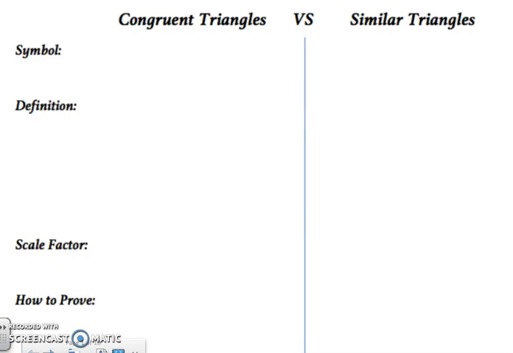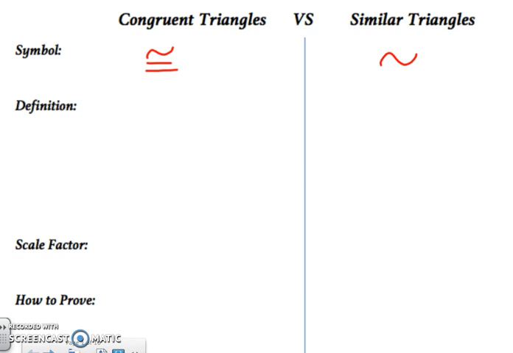Alright, so in this video we are going to compare and contrast what we know from Module 3 with congruent triangles and then what we know now with similar triangles. So let's talk about the symbol. If you remember, congruent triangles have the congruent sign, and similar triangles are going to have the similar sign with just a tilde and no equal sign.